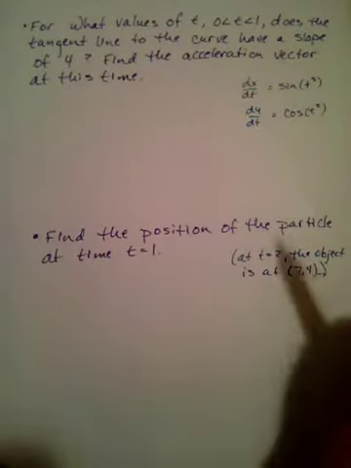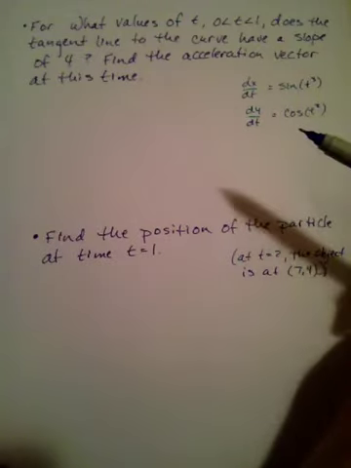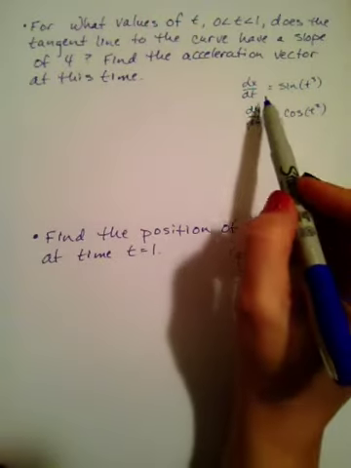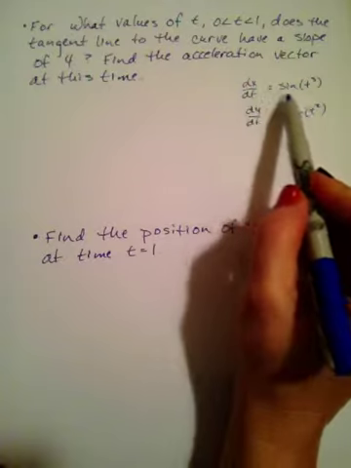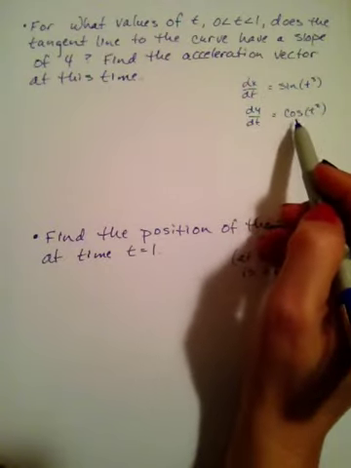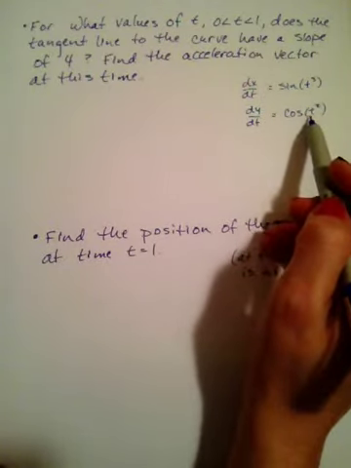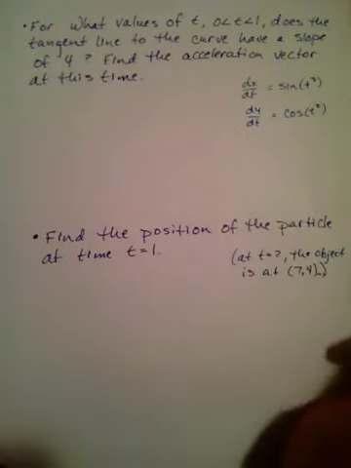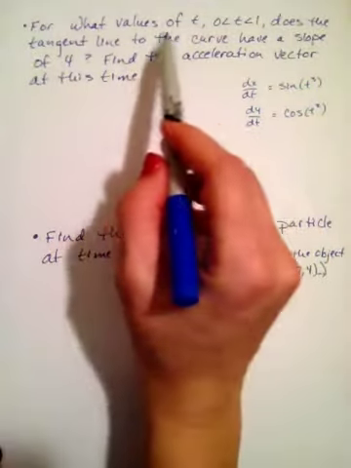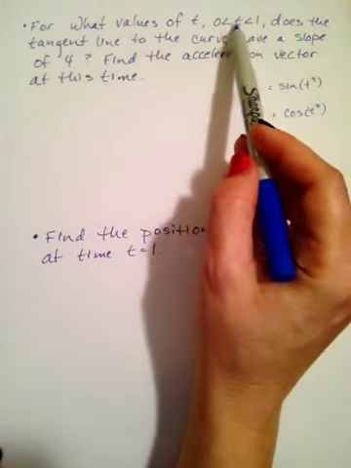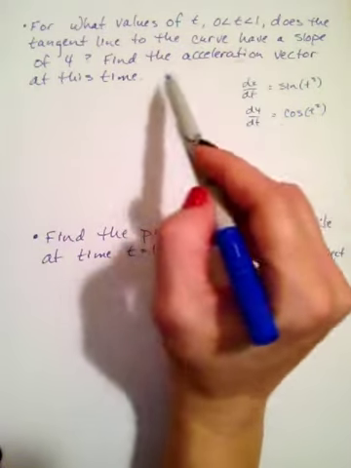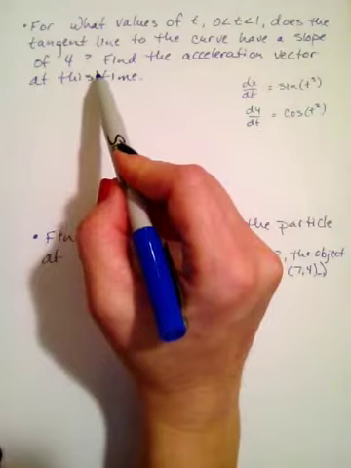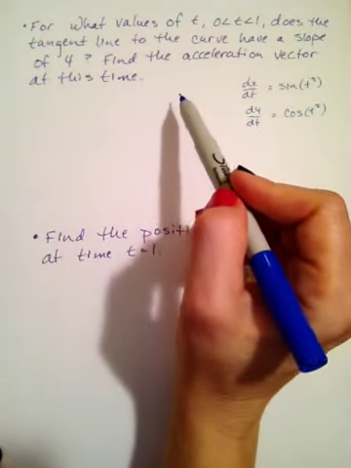The next two examples are off of a previous video, or a previous problem. So we know that from that problem, dx/dt equals sine of t cubed and dy/dt equals cosine of t squared. We also know that at t equals 2, the object is at the position (7, 4). So this question is asking for what values of t, where t is between 0 and 1, does the tangent line to the curve have a slope of 4? Then we want to find the acceleration vector at this time.